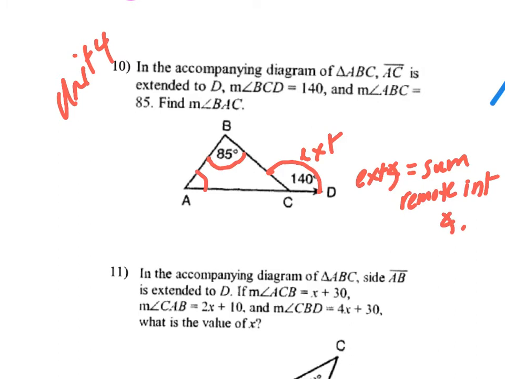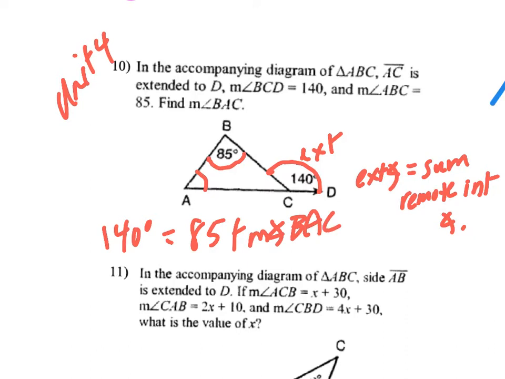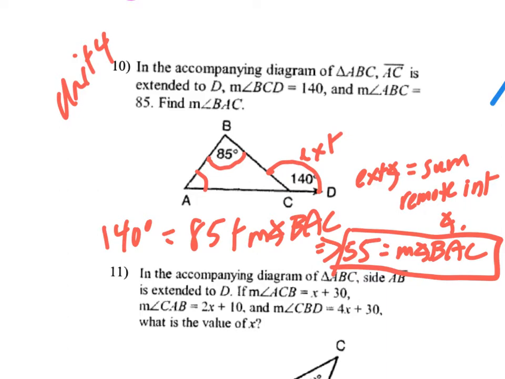So let's actually write an algebraic equation that will help us solve this, right? So we know that this exterior angle 140 degrees is going to be equal to 85 plus that measure that we need to find, the measure of angle BAC. And all I need to do in order to solve for this is actually just subtract 85 on both sides to solve for the measure of angle BAC. So we're going to do 140 minus 85 to end up getting 55 degrees, right? So 55 equals the measure of angle BAC. I'm going to box my work so I know exactly what to grade.